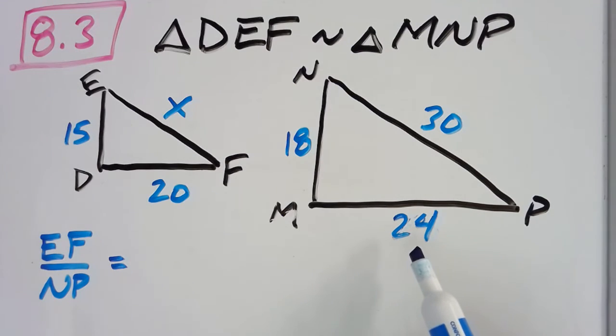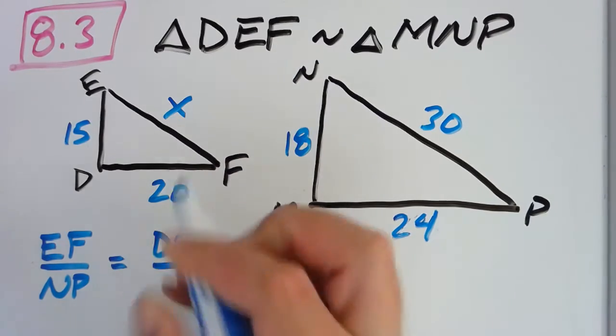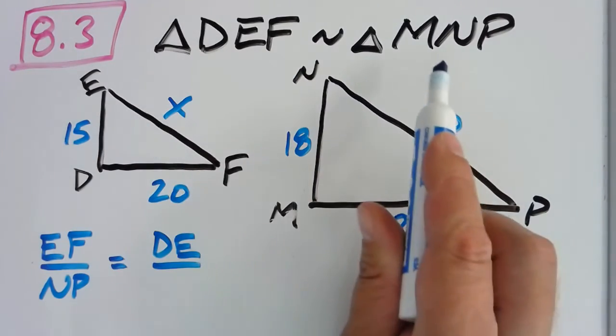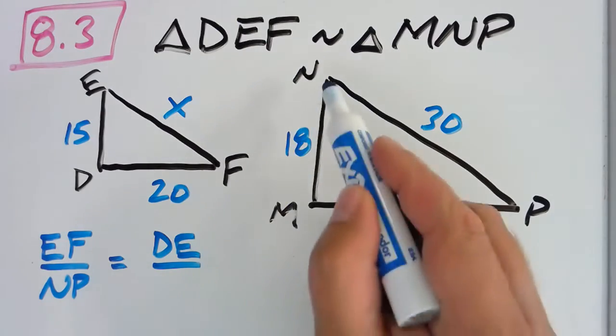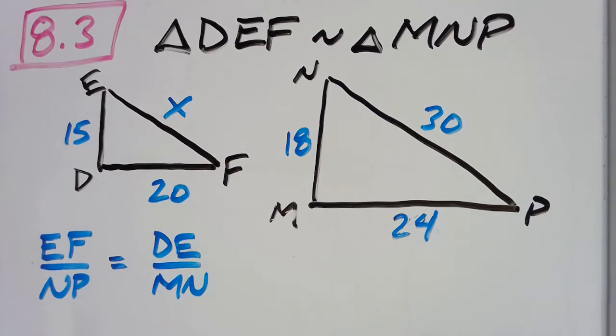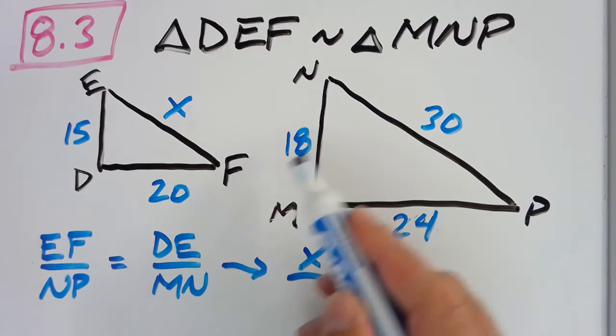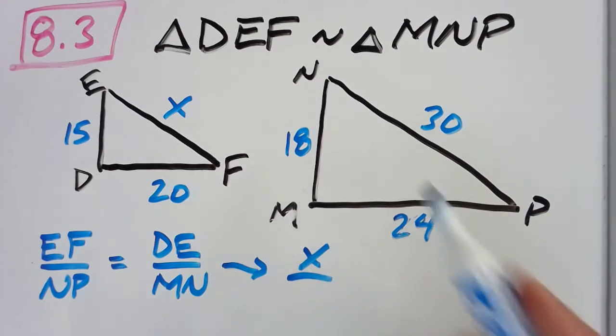Now, I don't need to show all three sides being related to each other, so I'll just pick another pair. So let's go with the DE side here. DE, the first two letters here, to MN, these guys here. So MN. Geometrically, this has to be true. Because they're similar, whatever these corresponding pieces reduce to, the scale factor K needs to match every other pair of sides. So now I'm just plugging values in. EF is this X value, and NP is this 30 value.